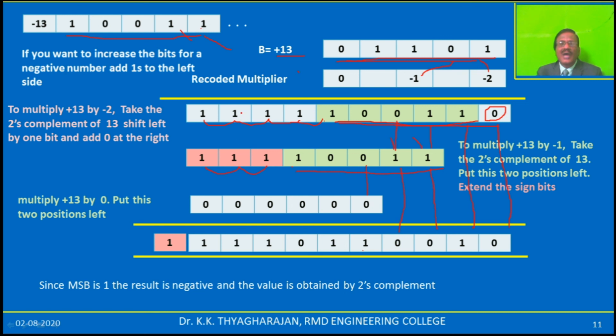Then you add that carry with these two ones. Again you will get 3. 3 means 1, and you will have a carry, and that carry will also be added with these two ones. You will get 3. So you put 1 here, and you will have a carry. You put the carry here. So this is the result of the recoded multiplication. Now the result is a negative number, because here you have 1 in the MSB, and the value is this one.